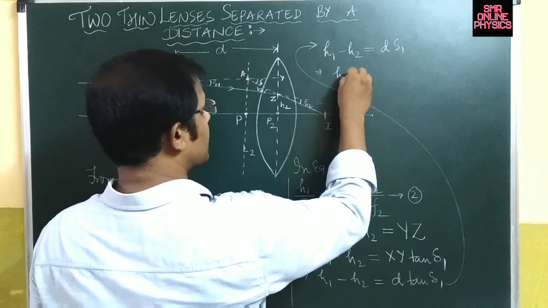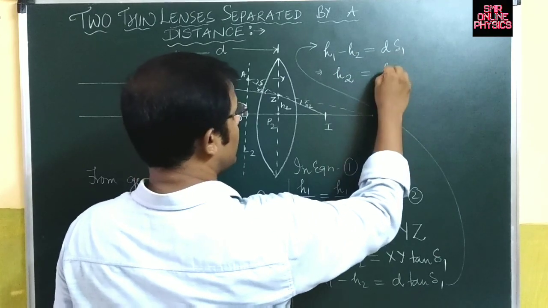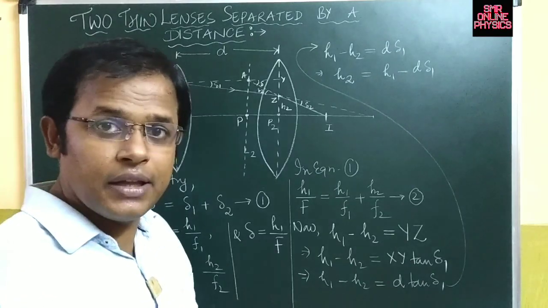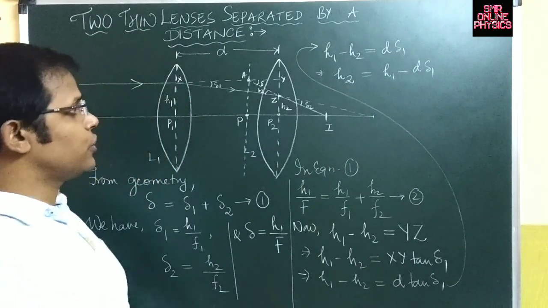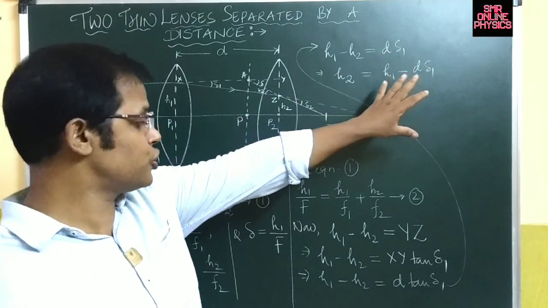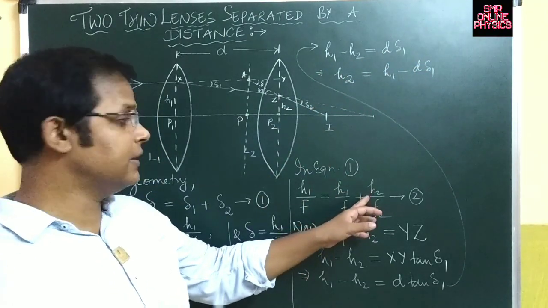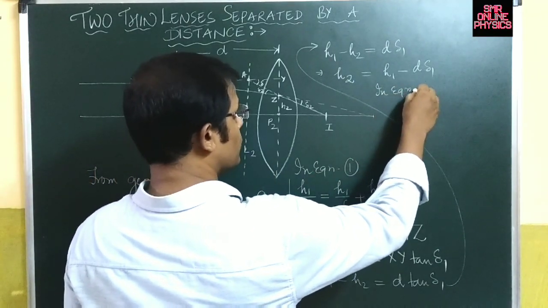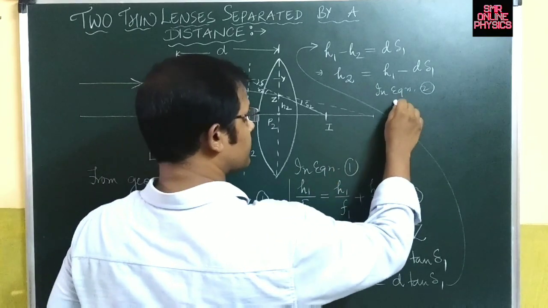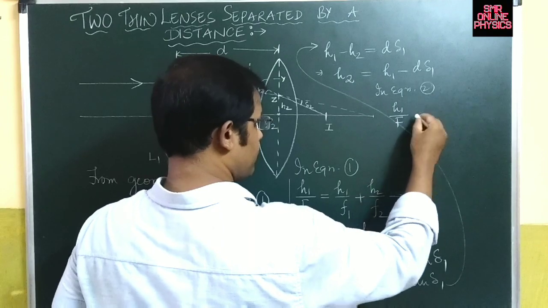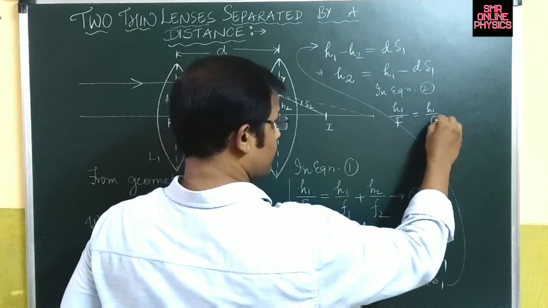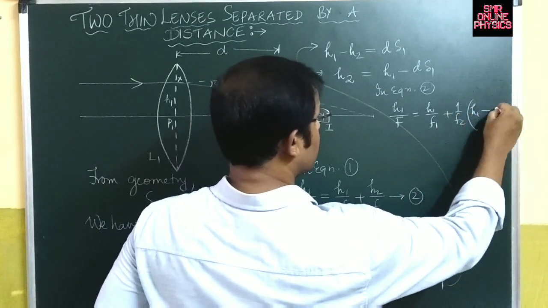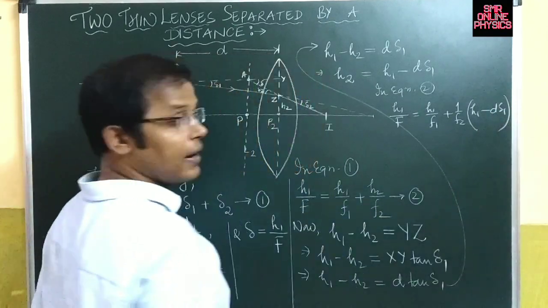From here you can see that h2 has to be equal to h1 minus d into delta 1. Good, there is no particular glare there. So you got a value for h2 equal to that much, and now let us put it over here and get rid of this h2. So now in equation 2, if I put it back, I should get something like this: h1 by f is equal to h1 by f1 plus 1 by f2 whole h1 minus d delta 1.